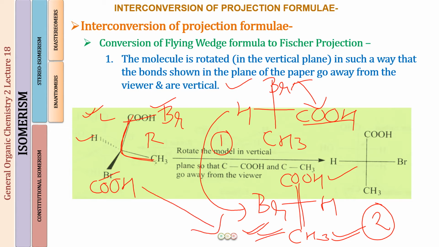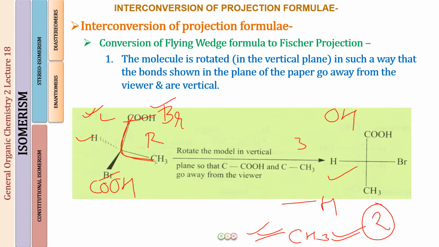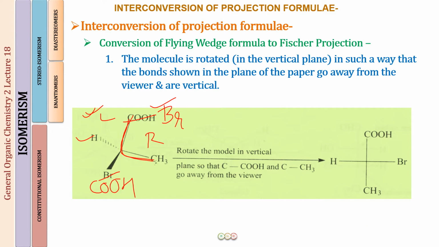Okay, I hope this is clear. Now you can ask, is this trick really okay? Is it going to be working for every condition? Well, it is going to be working for every condition, because I'm going to tell you why we have made this trick. So what we have is that in a Fisher projection, we say that the H and the Br, which are on the horizontal line, they are towards the viewer. So looking at this molecule in a flying wedge projection, where should we stand so that we can get H and Br towards us and COH and CH3 away from us?